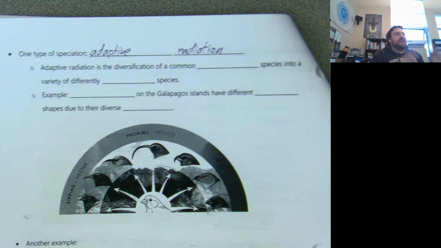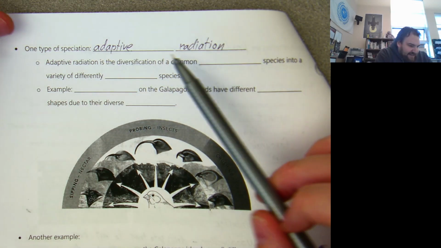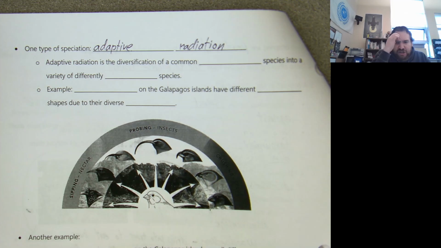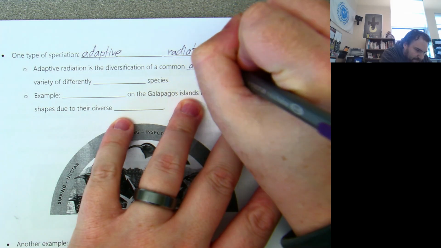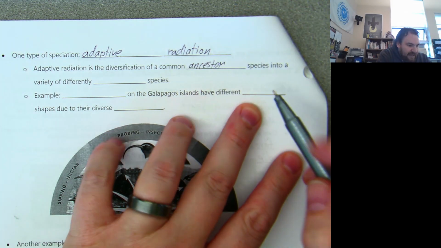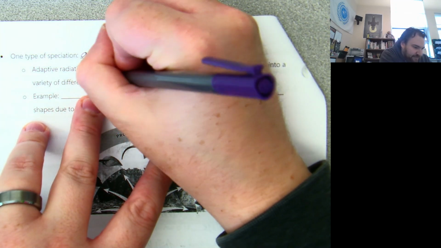This is the classic example that Darwin started with when Charles Darwin wrote his book, The Origin of the Species, and started throwing down what he called his theory of evolution. Adaptive radiation was the big example. Here's how adaptive radiation works. Adaptive radiation is the diversification of a common ancestor into a variety of different adapted species.